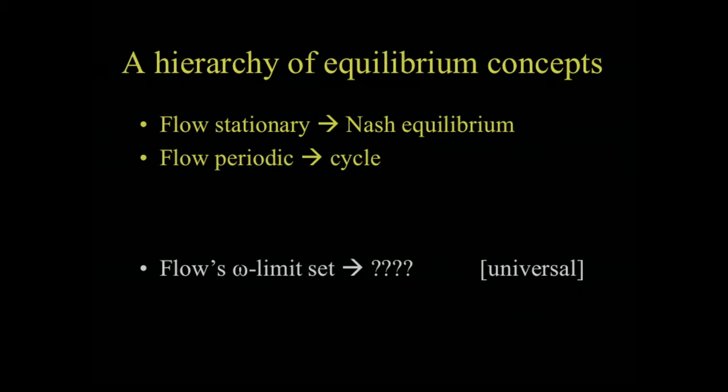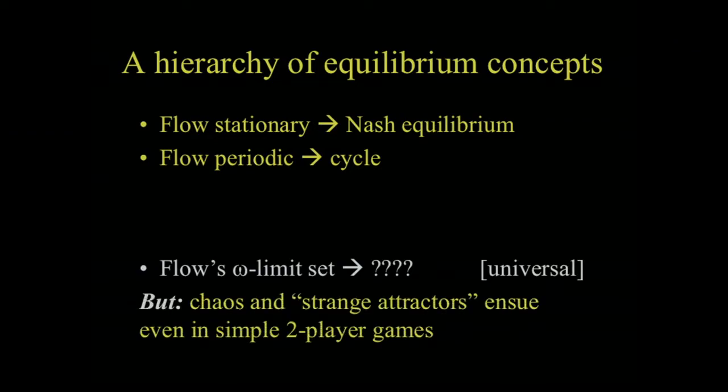Nash equilibrium is not universal here. It does not exist for all starting points, obviously. Cycles are not universal either. They don't exist for every starting point. This is universal. It exists for every starting point. The trouble is that it's chaotic. Even for simple two-player games, this will be chaotic in general.